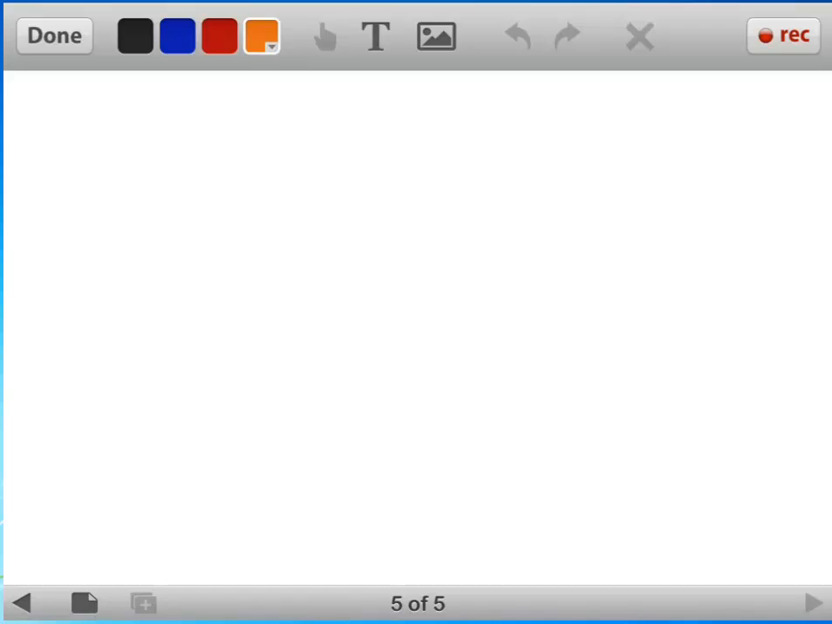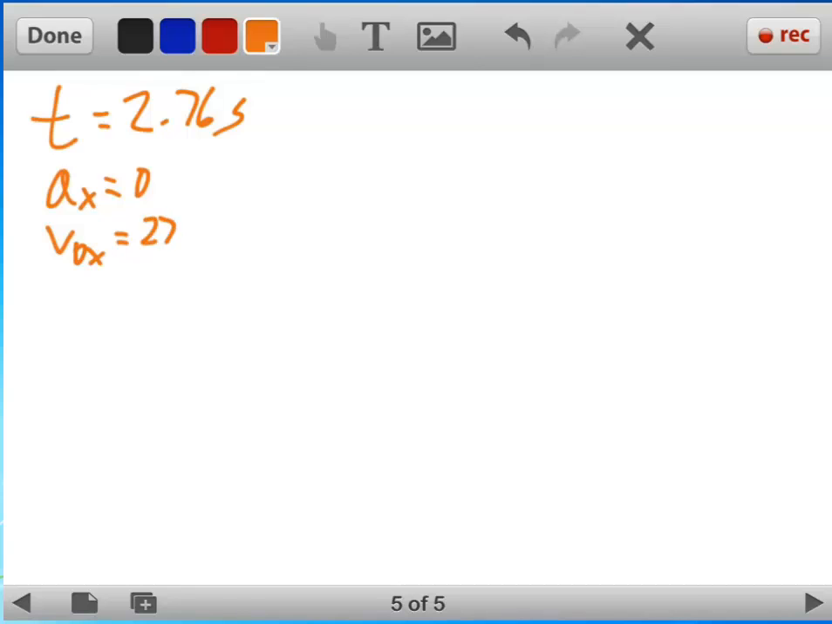Well, I know the time it's in the air. The time it's in the air is 2.76 seconds. I know the acceleration in x is 0. I know the initial velocity in x is given by 27 times the cosine of 30 degrees, and I'm just looking for a change in position. How far does it move?